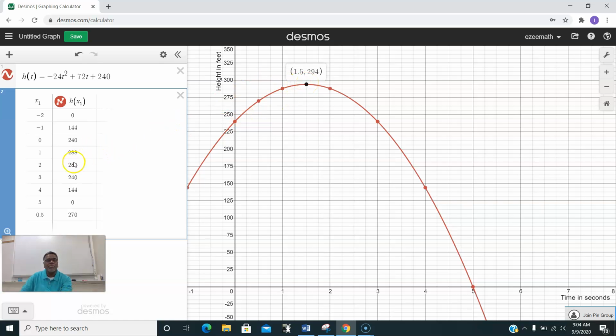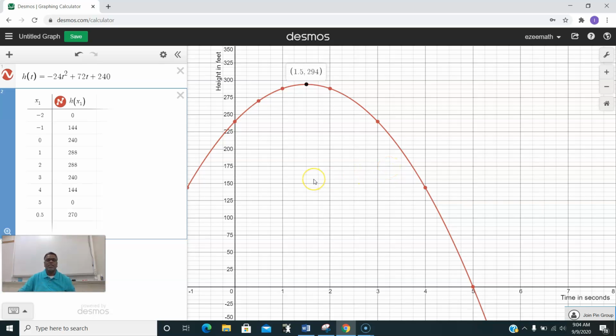So instead of substituting the t values into this function, you can directly obtain all your height values using this table feature. And suppose you want to find the height at 3.5 seconds, you can get it. Type in 3.5 here, you will get it.